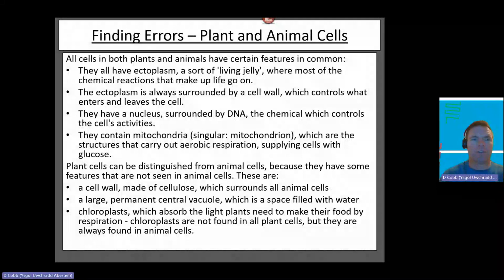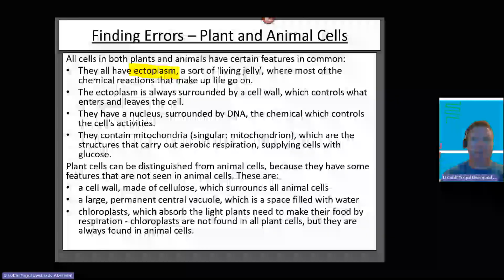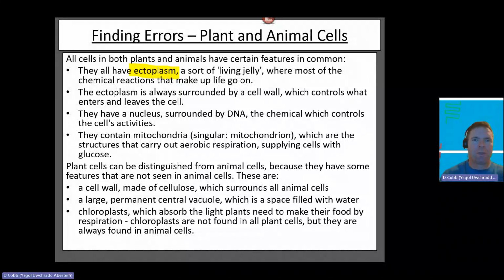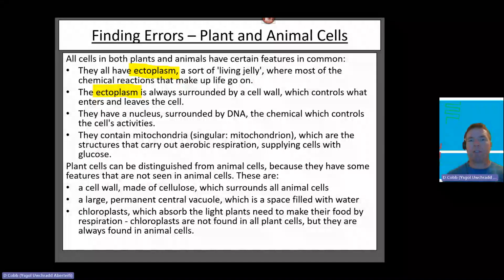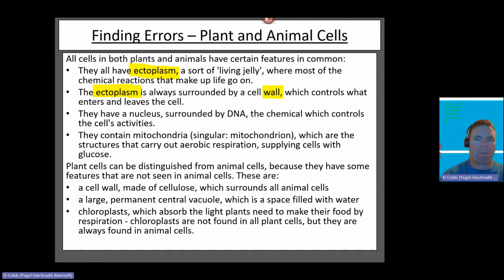Well, I hope you've had a chance to do that now. You've been able to pause the video and you've looked at what words were wrong here. So let's have a look at what we should have. So the first thing, all cells in plants and animals have certain features in common. They all have ectoplasm. So ectoplasm does not exist. It is cytoplasm that should be in there. A sort of living jelly where most of the chemical reactions that make up life go on. And then the ectoplasm is there again. So, okay, it's the same error really. Is always surrounded by a cell wall, but it's not always surrounded by a cell wall. It's always surrounded by a cell membrane, and it's the cell membrane which controls what enters and leaves the cell.